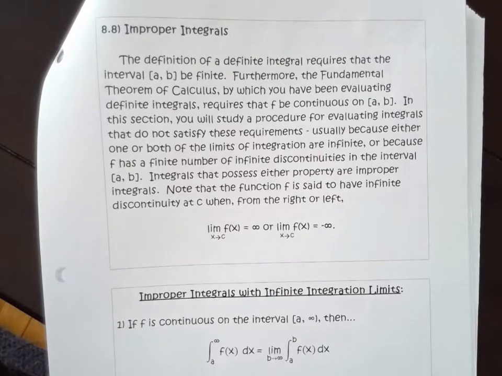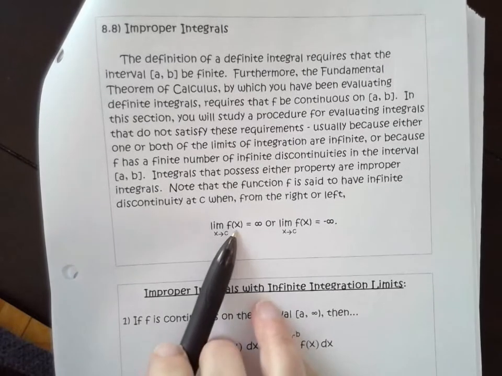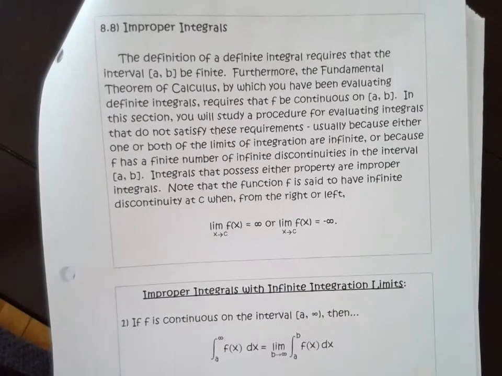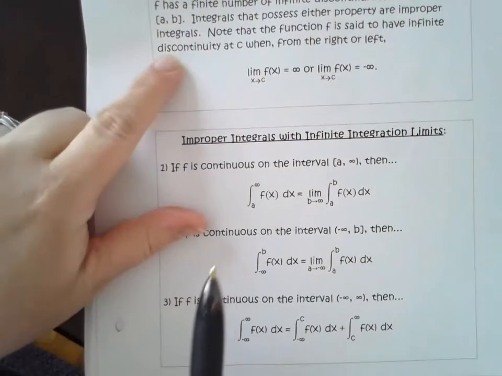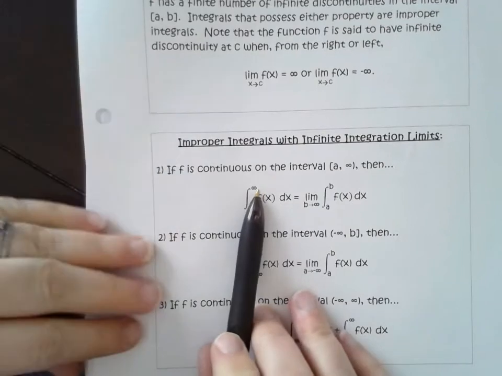Note that the function f is said to have an infinite discontinuity at c when it approaches infinity. That's all this is saying. But if you approach that point and the y value is actually approaching infinity or negative infinity, then it's considered an infinite limit, or infinite discontinuity. Discontinuity, because clearly we can't actually have a point there. So here are our circumstances.